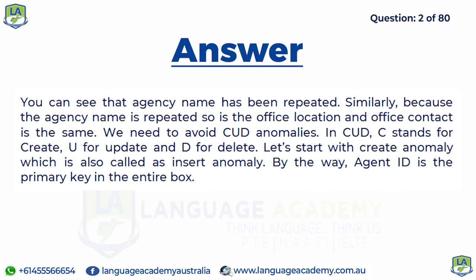You can see that agency name has been repeated. Similarly, because the agency name is repeated, so is the office location and office contact is the same. We need to avoid CUD anomalies. In CUD, C stands for create, U for update and D for delete. Let's start with create anomaly, which is also called as insert anomaly. By the way, agent ID is the primary key in the entire box.